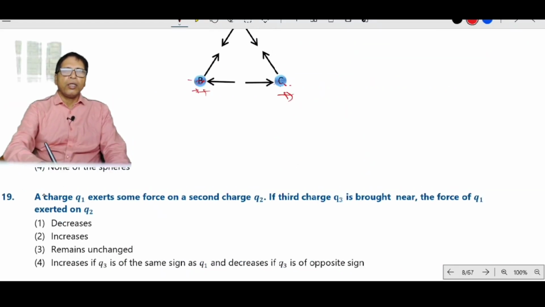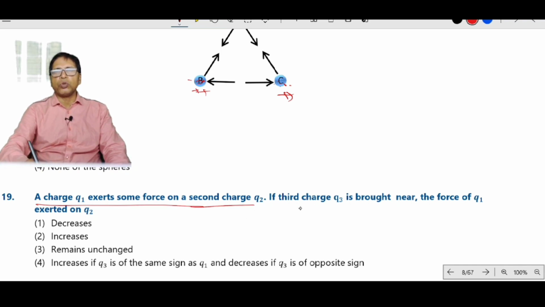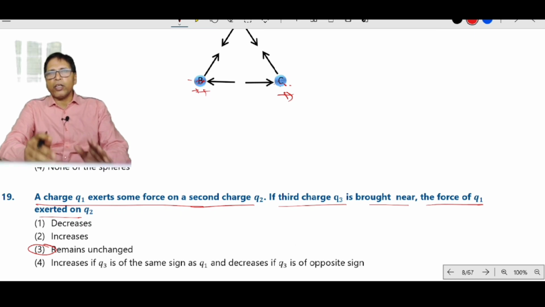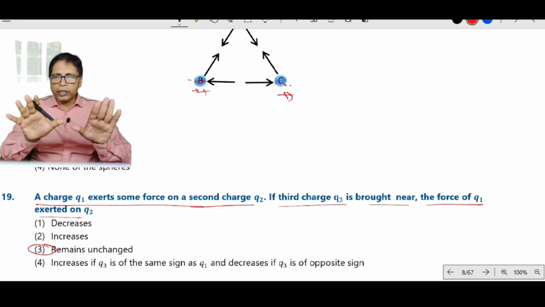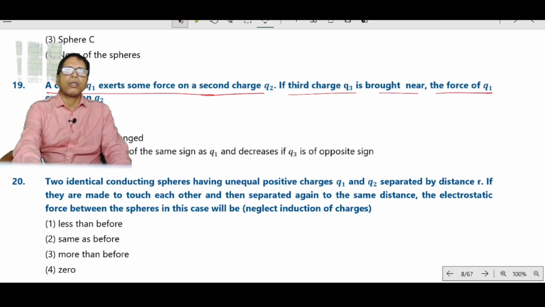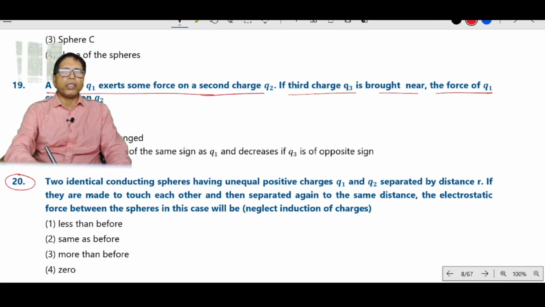Question 19. A charge Q1 exerts some force on second charge Q2. Third charge Q3 is brought near it. The force of Q1 exerted on Q2 is the same, because the third charge cannot interfere with the force of attraction between the two charges.